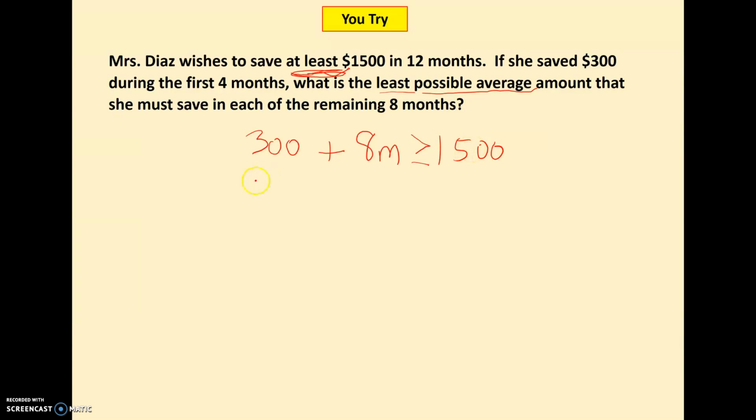So when we solve it, okay, and then once we divide the 1,200 by 8, we get 150. So that means, what's the least possible average amount that she must save? She must save at least $150 per month.